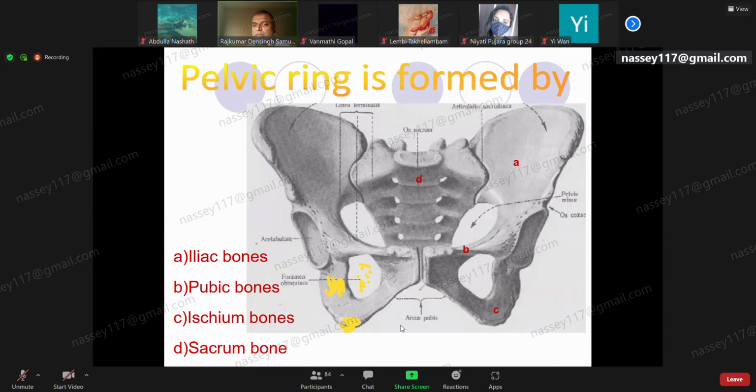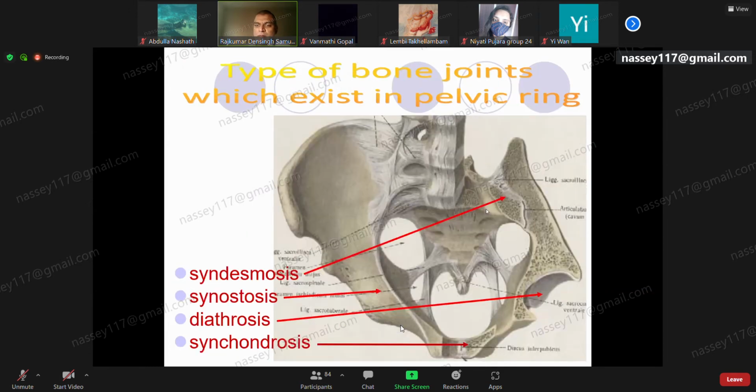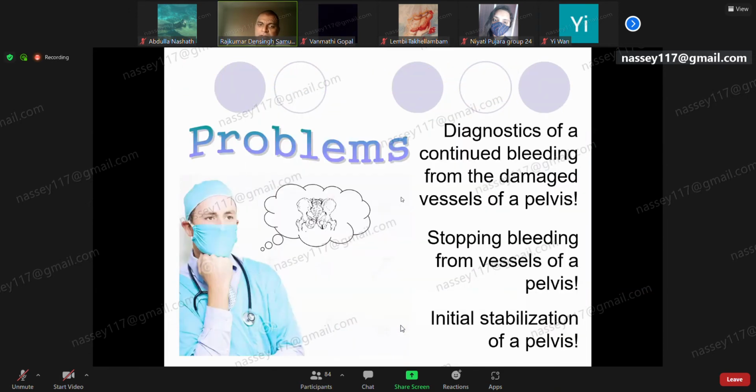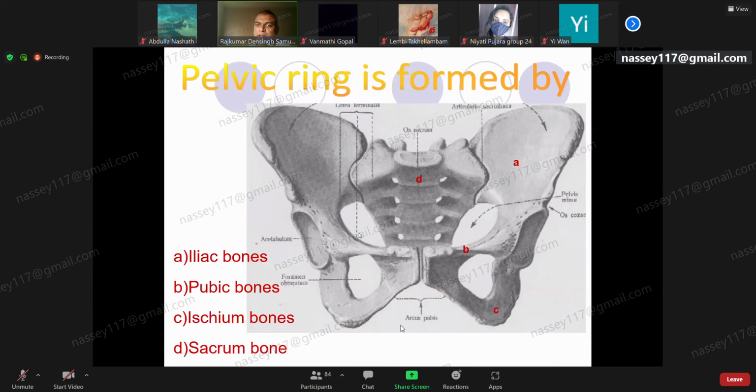If we had a posterior picture, what would we have? We don't have a posterior picture. In the posterior view, there will be a spine, somewhere here. The ischial spine should be present. Unfortunately, we don't have it, so a little bit of revision of anatomy.